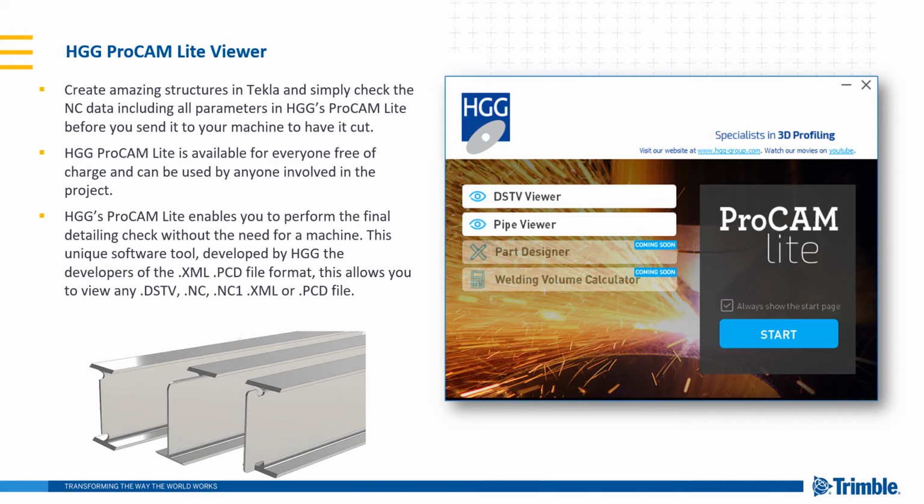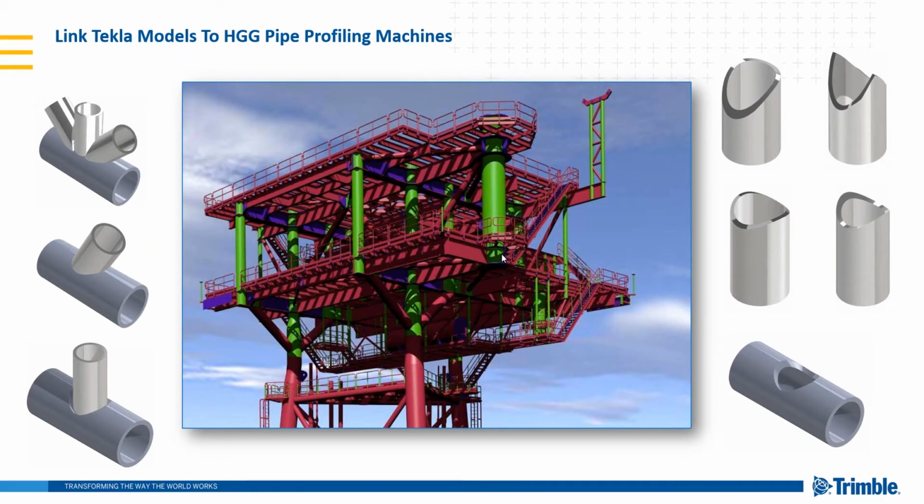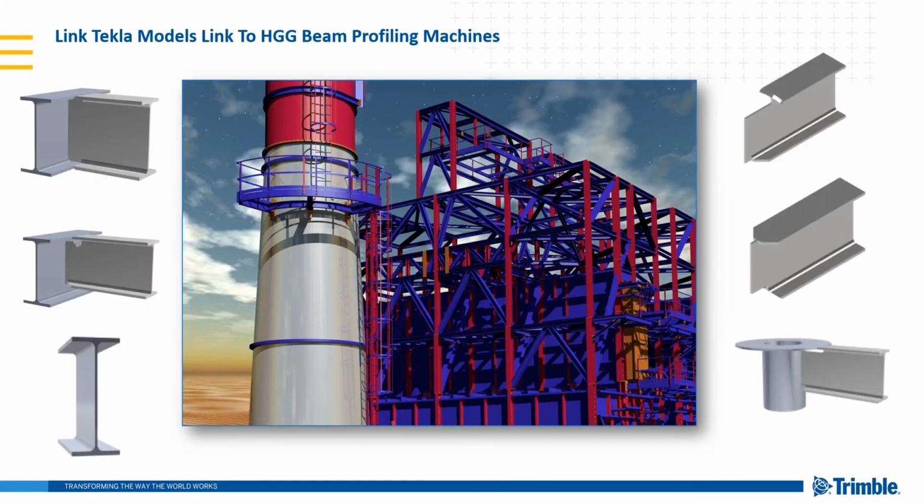for fabrication. Typically, you would have to view this on the machine itself, but now anyone involved in that project can view that data to check its integrity before it's actually cut and manufactured. Within Tekla, we have a range of components that are specifically designed to download to HGG pipe profiling machines. Any beam connections, any kind of copes, weld preparations will pass down to the HGG beam profiling machines.